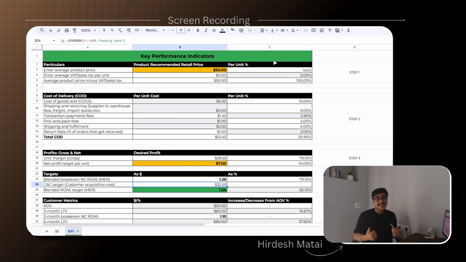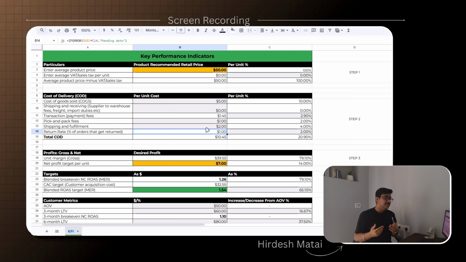Next, we have pick and pack fees. This is your packaging fees. For this example, it's $1. Then shipping and fulfillment fees, it's $2. And return rate, which is basically percentage of order that is getting returned. Here, I am keeping it at $2 and making it at a return cost of $1. And make sure that you are putting this at per unit.